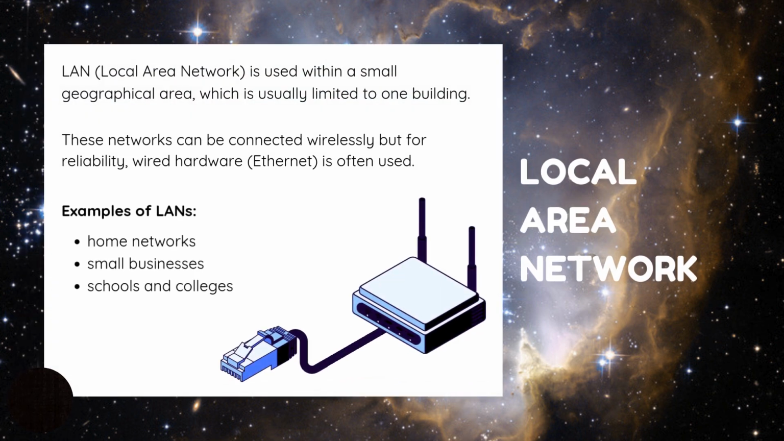We equally have the local area network, LAN. LAN is used within a small geographical area which is usually limited to one building, or it can even be a closed building. This network can be connected wirelessly, but for reliability, wired hardware, often the Ethernet, is used. So you can use a wireless connection like Wi-Fi, but it's always good to use the Ethernet cable because a wired connection has a higher bandwidth. It means information transmitted using cables is higher than information transmitted using wireless mode like Wi-Fi.